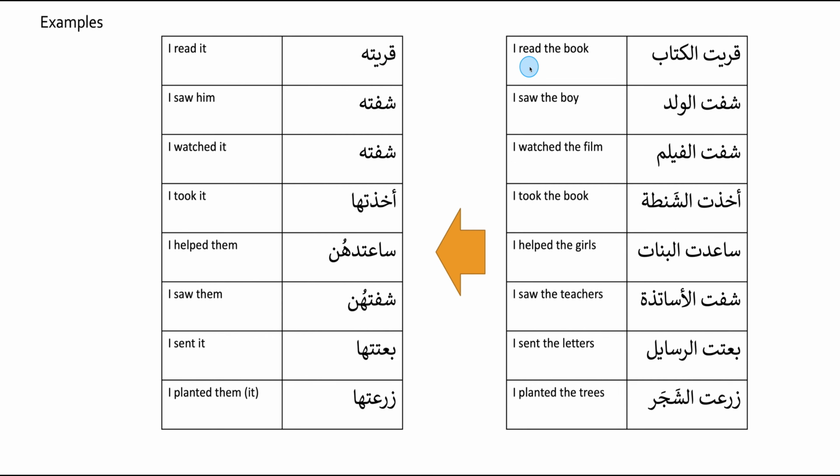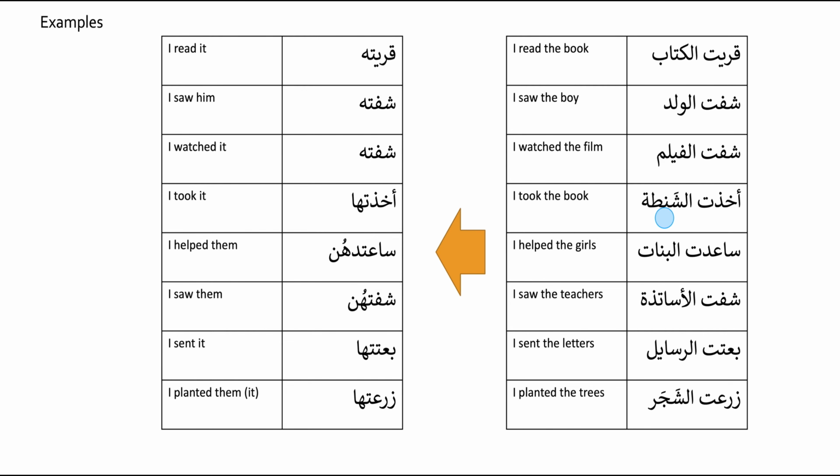قريته, I read it, belongs to the book because the book is singular, masculine, but it's inanimate. And here in the second example, in شفته, it took the same object pronoun, o, which refers to him. The third example, شفت الفيلم, I saw the film. شفته, I watched it or I saw it. شفت, I saw, and o belongs to the film because the film is inanimate, singular, masculine.